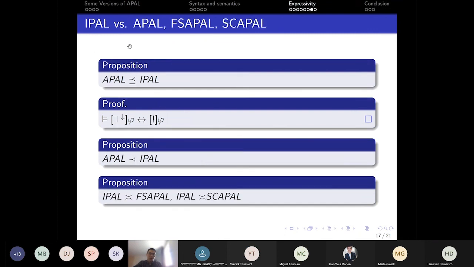And for APAL and IPAL, we can show that IPAL is also strictly more expressive than APAL. So the detailed proof is omitted here. And we can also show that APAL is incomparable with respect to FS-APAL and SC-APAL.